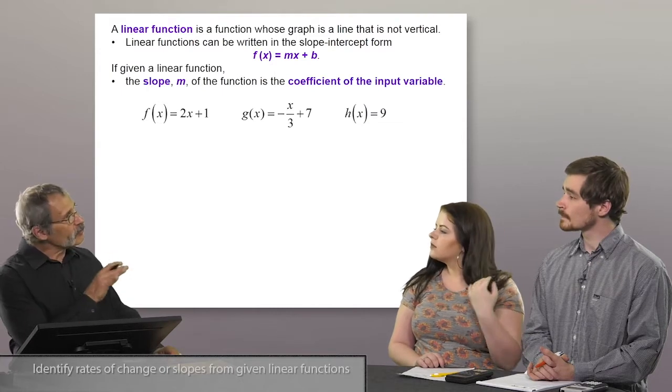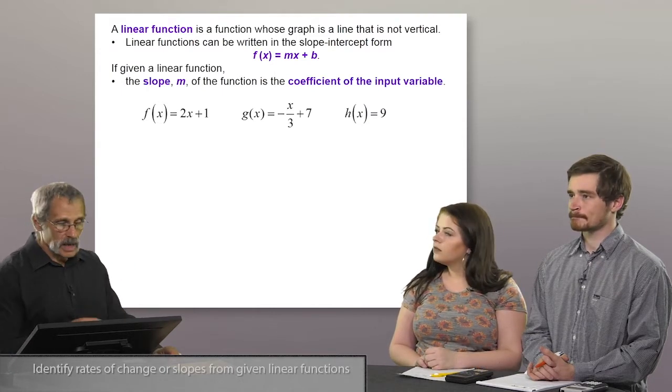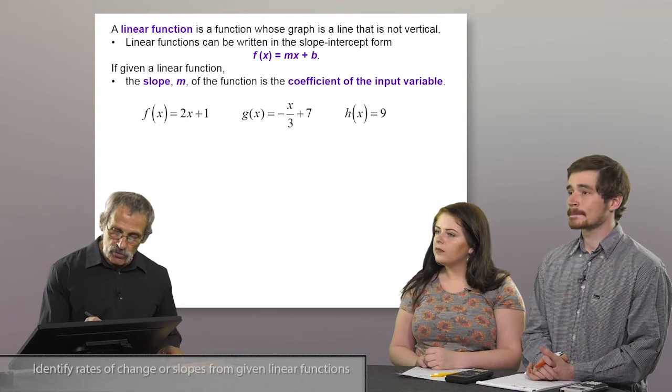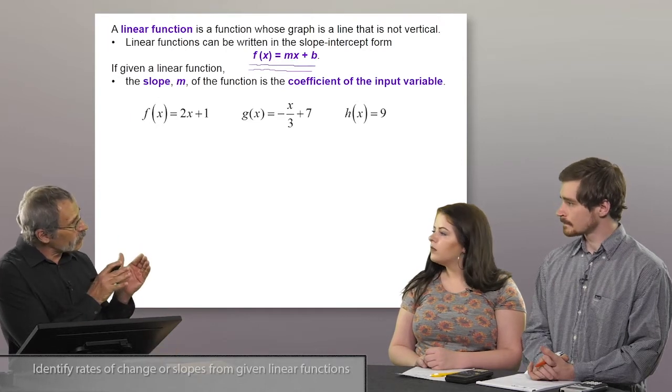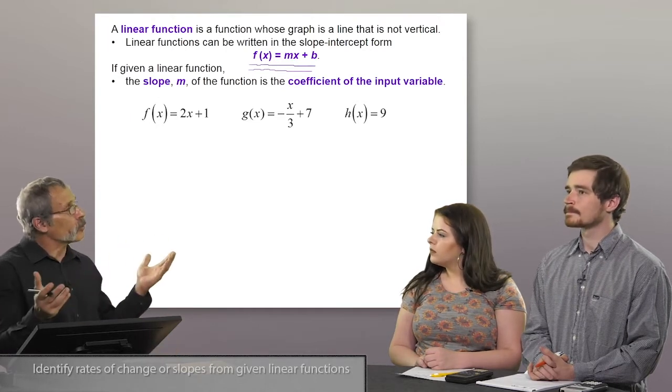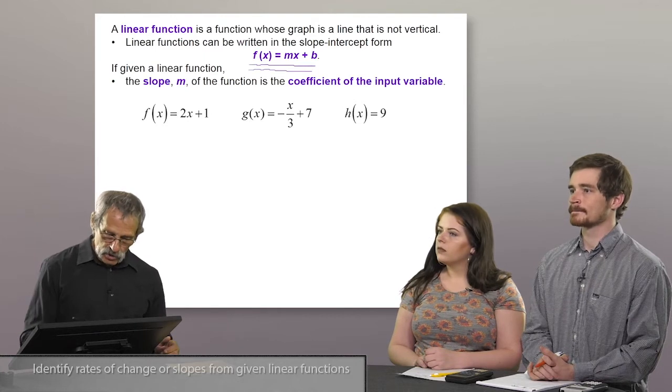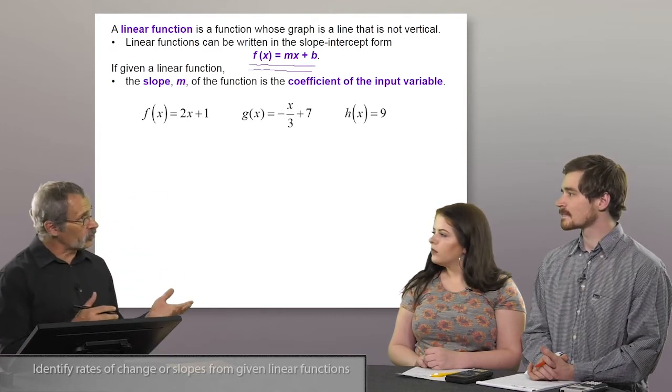So I have 3 different functions in front of me. And I want to remember that all I'm going to do is write these functions so I can clearly see f of x is equal to mx plus b, so I can read off that coefficient in front of x and call it the slope. I say I'm going to do this, but you're going to do this, right? You're going to do this.